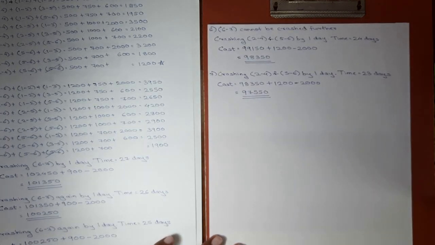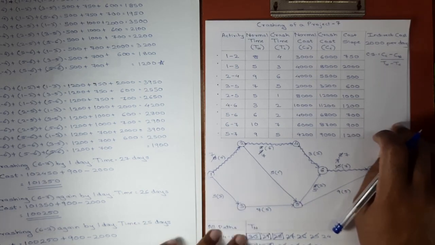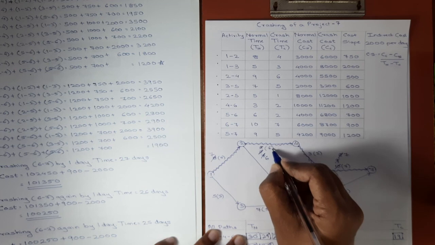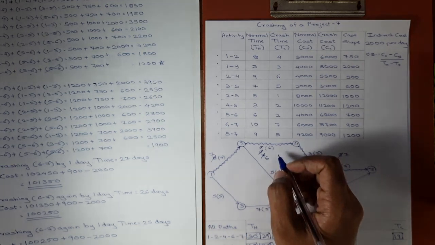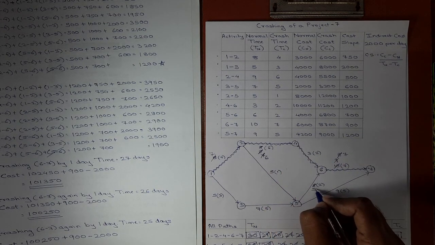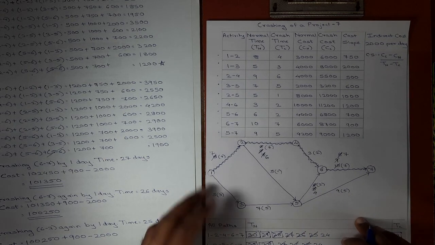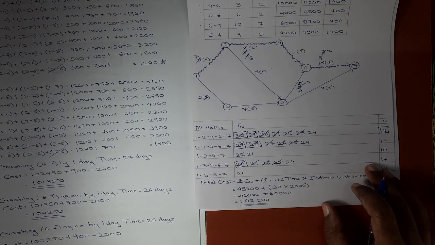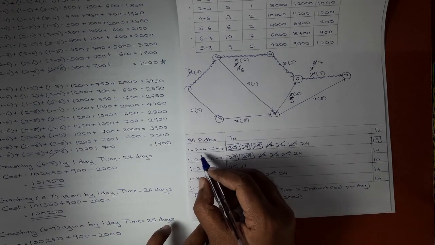Now again activities 2 4 and 5 6 were crashed. We'll update it in the network diagram. 2 4, 7, will now become 6. Normal time and crash time are now the same, so now activity 2 4 will be out of the picture. 5 6 was also crashed, so 5 will become 4. Here the table will also be updated now. Okay, activities 2 4 and 5 6 were crashed.